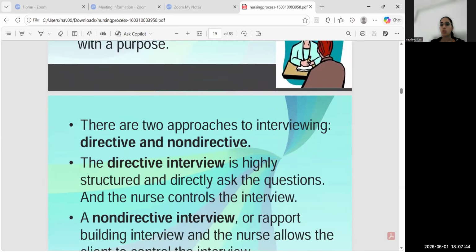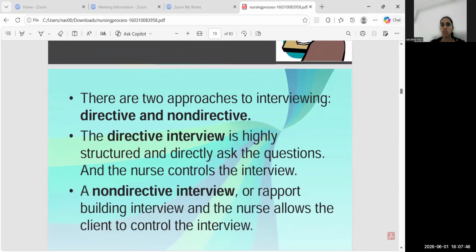And there are two approaches to interviewing: directive and non-directive. The directive interview is highly structured and directly asks questions, and non-directive means the nurse allows the client to control the interview. Directive means closed questions, and non-directive means open ones.